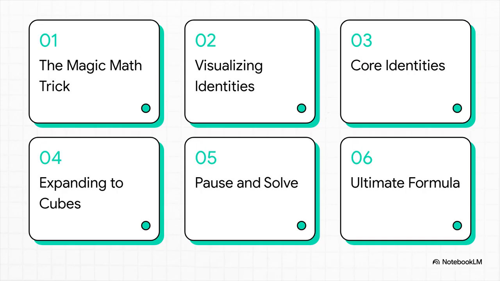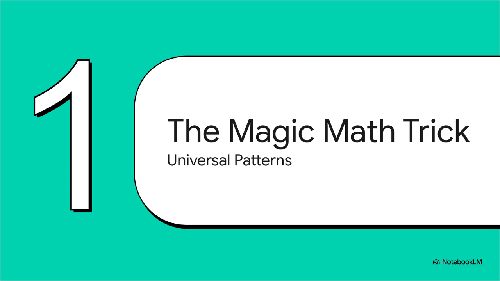Here's our game plan for today. First, the magic math trick we just did. Second, visualizing algebraic identities. Third, the essential core identities. Fourth, expanding to cubes. Fifth, a quick pause, solve, and recap. And finally, number 6, the ultimate exam formula sheet. So, diving right in. Part 1, the magic math trick.